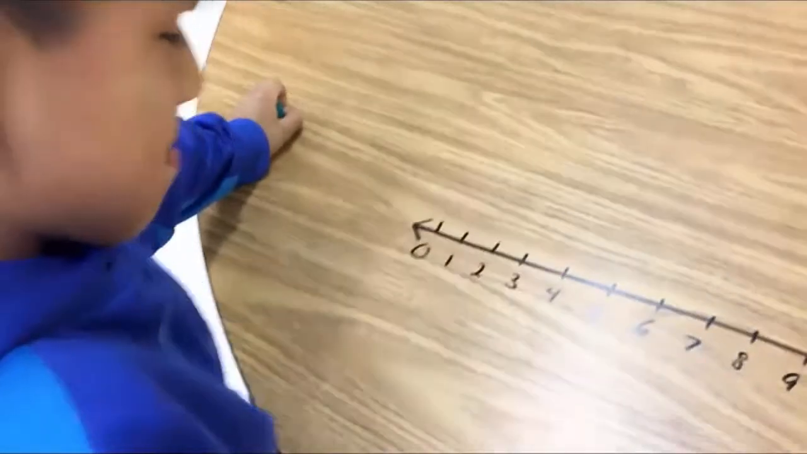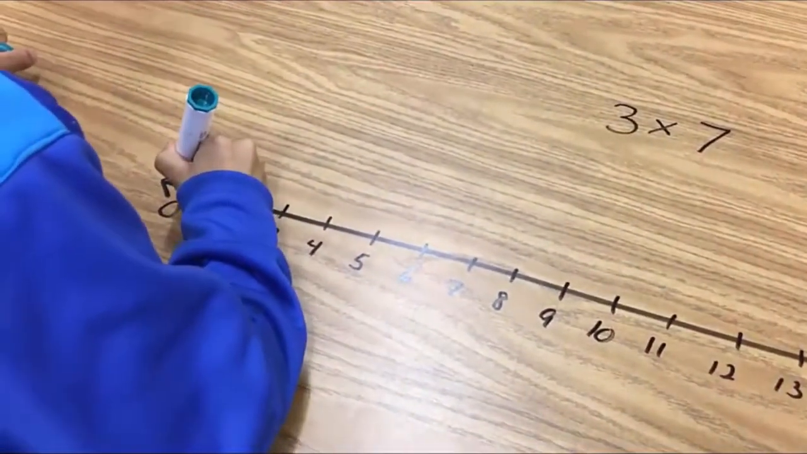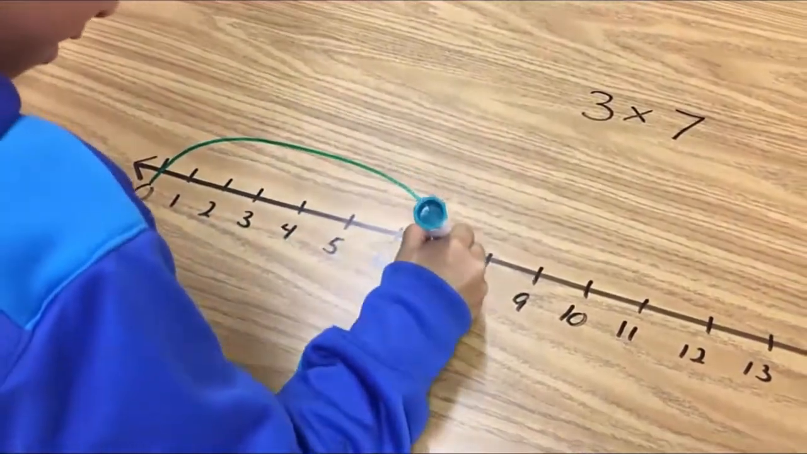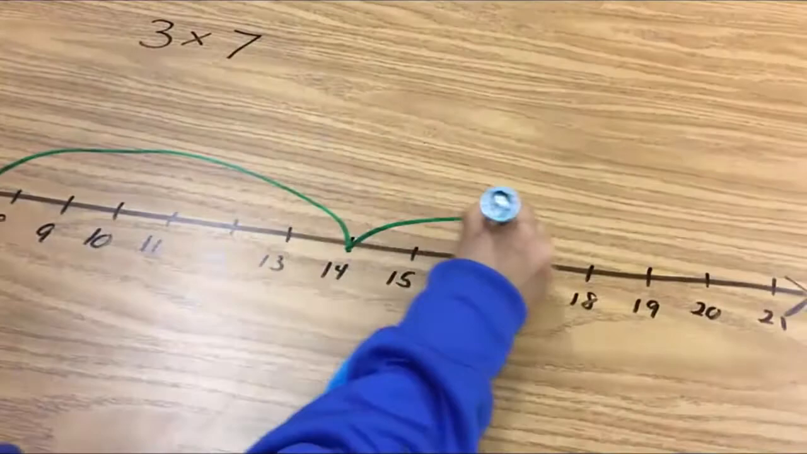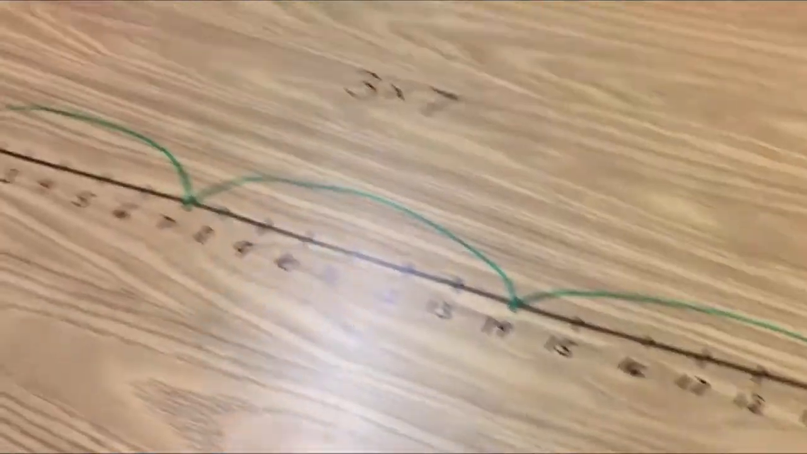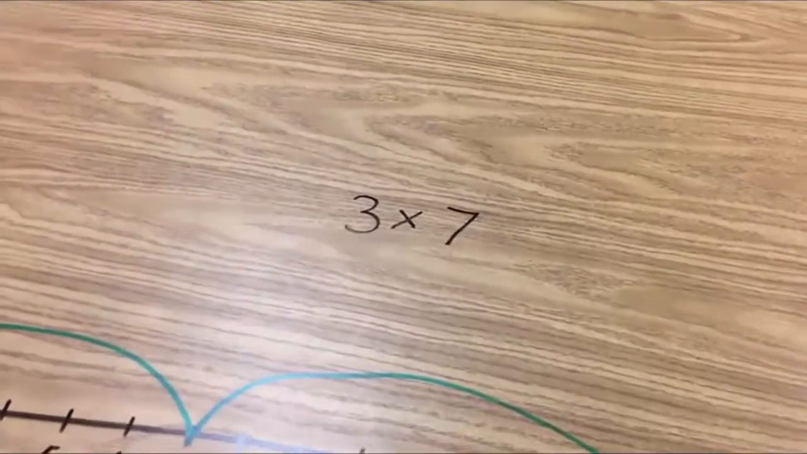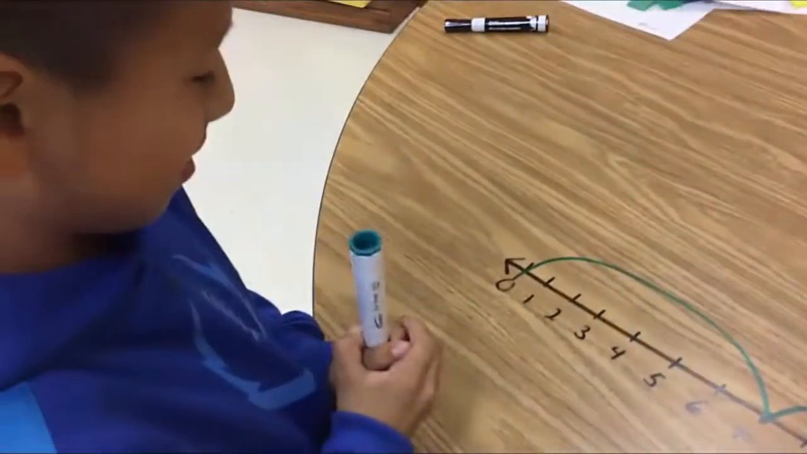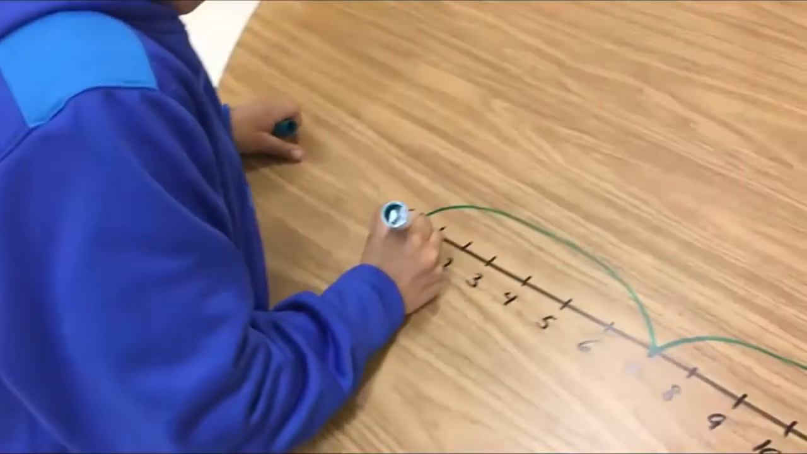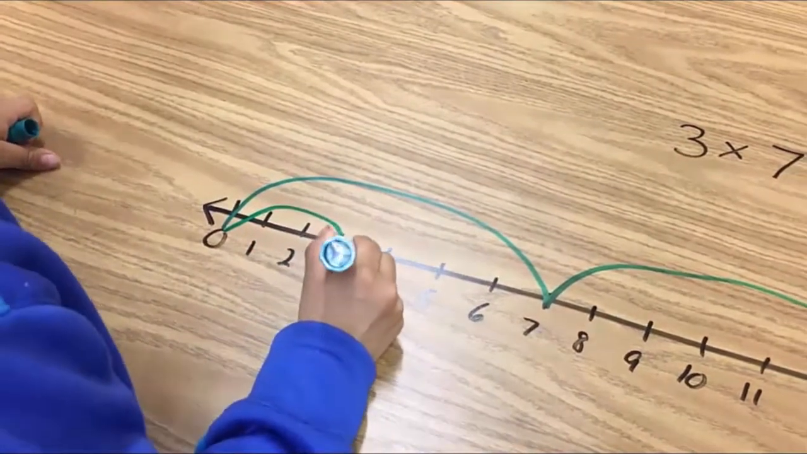The commutative property can also be shown by modeling equal groups on a number line. Can you use this number line to show me 3 times 7? Yes. Okay. So there's 1 hop of 7, 2 hops of 7, and 3 hops of 7. What does 3 times 7 equal? 21. Okay. Can we turn that problem and hop 7 hops of 3 and still get the same answer? Mm-hmm. Show me.